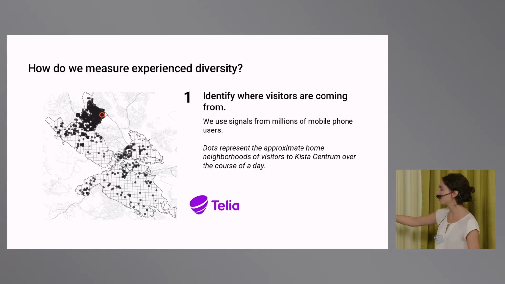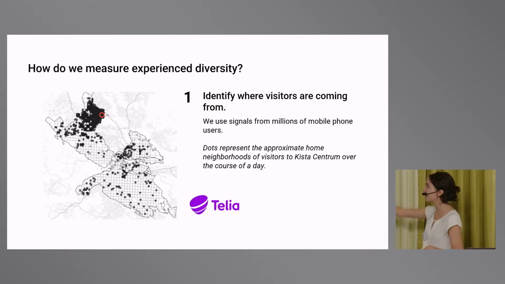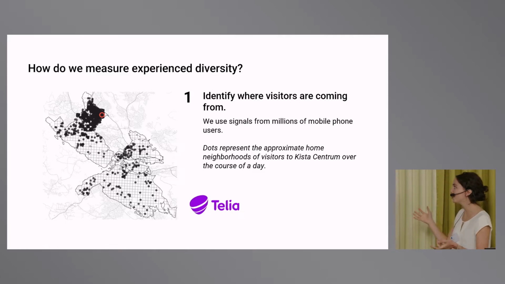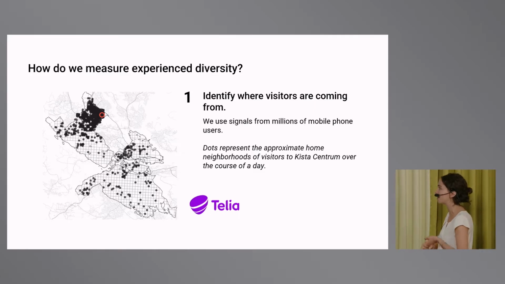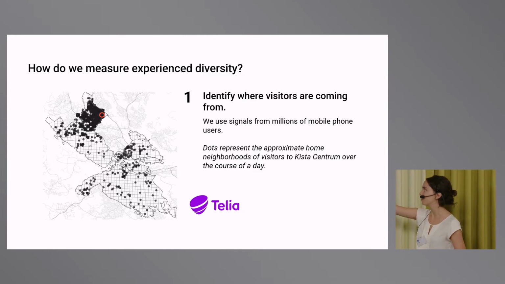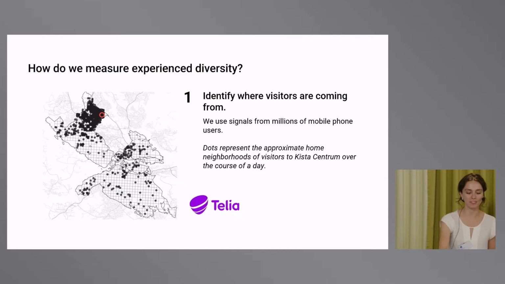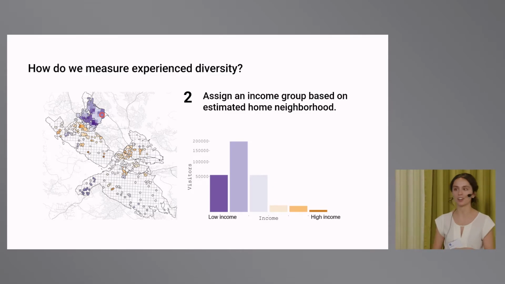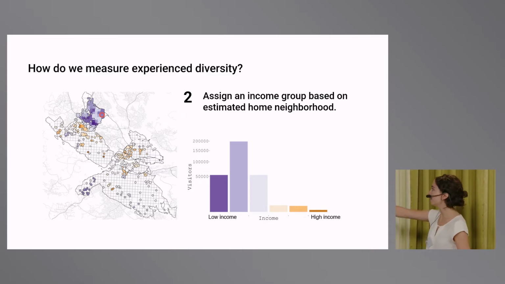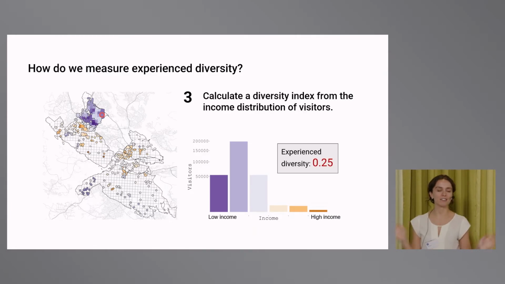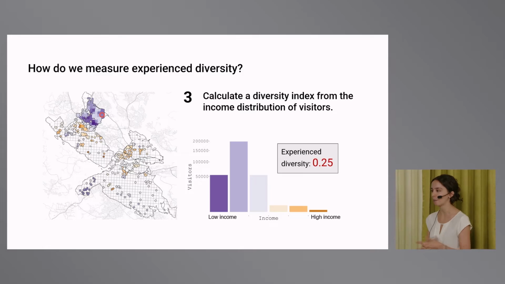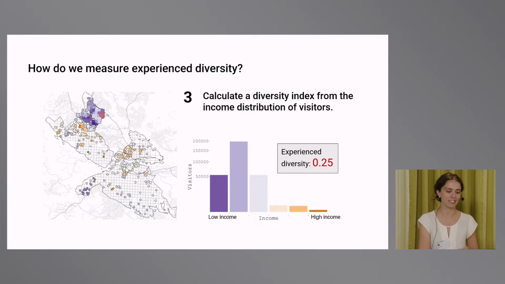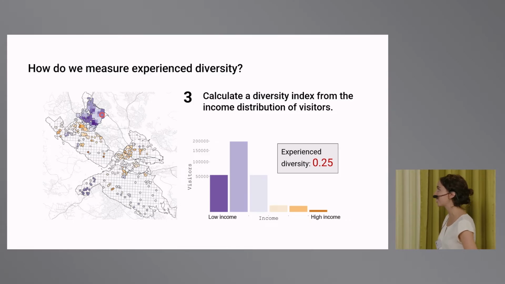So first, I'll talk about how we measure experience diversity. Using our mobile phone data set, which was obtained in partnership with Telia, we're able to identify where visitors to a given part of a city are coming from at any given time. So for example, here, these black dots represent visitors to Kista Center over the course of our study period. And you can see that they're largely concentrated around Kista, but there are also visitors from other parts of the city. And then we can assign an income group to the visitors to an area based on their estimated home neighborhood. And using these estimated incomes, we can calculate a diversity index that represents the average socioeconomic difference between the people who are gathered in a given space at a given time. So for example, in Kista, this index is actually quite low.